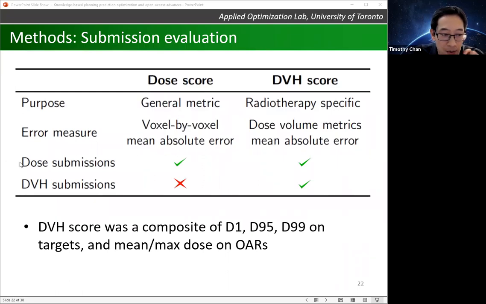And so we would allow two types of submissions. We would allow people to submit doses, like full 3D doses. And if you submitted a full 3D dose distribution, we could calculate this score. But of course, we could also calculate the histogram. We could generate the histogram and calculate the DVH score. If you only submitted DVH submissions, we could obviously compute this one, but we couldn't compute the dose score because we can't recreate the 3D dose distribution.